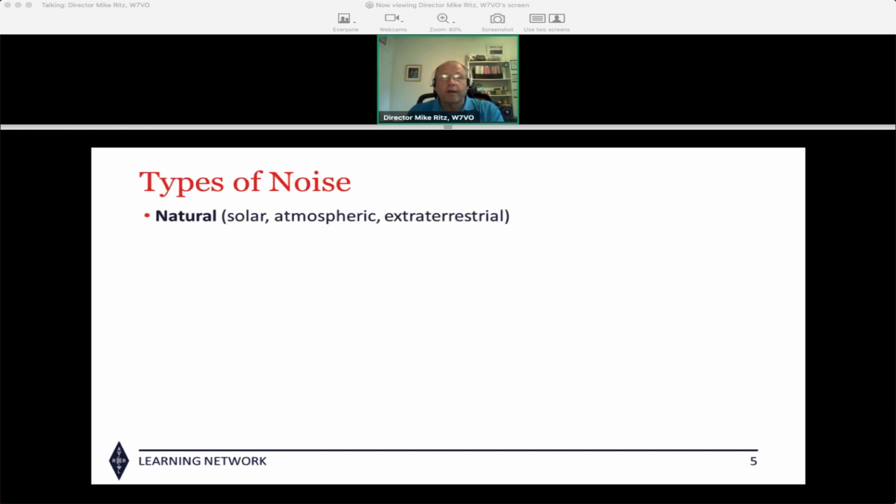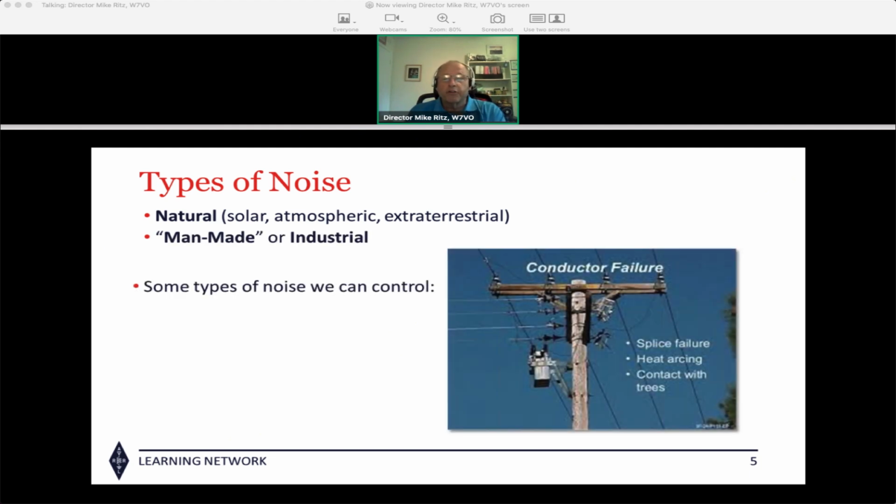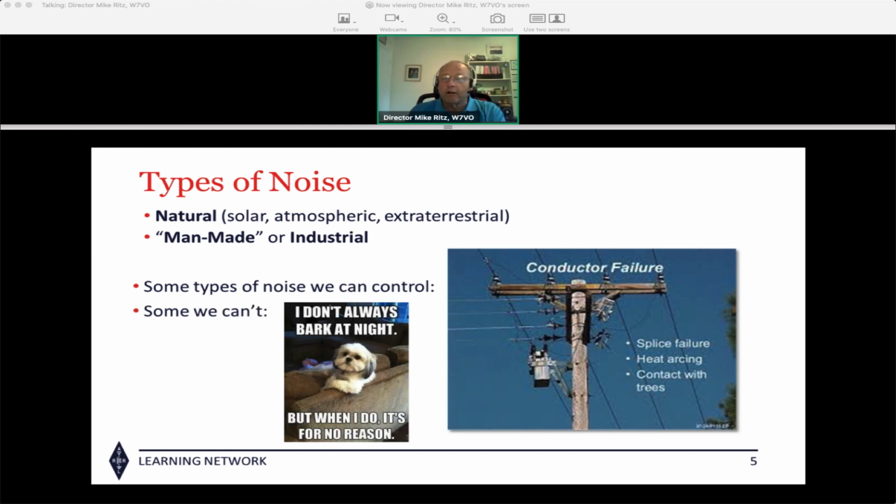Different types of noise. There's natural noise, right? Noise from our sun, noise within our own atmosphere, and of course, noise from outside of our solar system. It can be either man-made or industrial noise. And there are some types of noise that we can control. If you've got a noisy power line or a failure or an arcing on a transmission line, that can be repaired. But unfortunately, there are some noise sources we just can't get to the bottom of. And of course, a little barking dog in the middle of the night can definitely be an example of that.